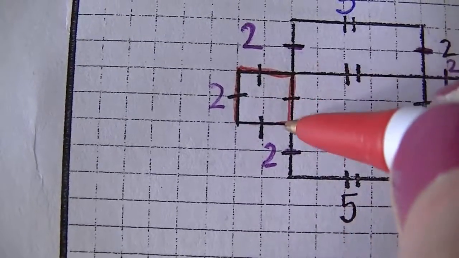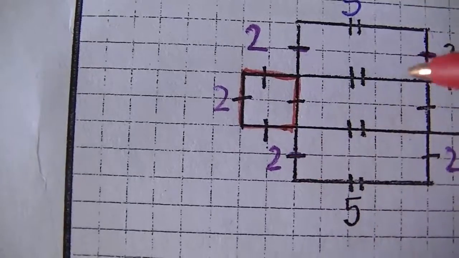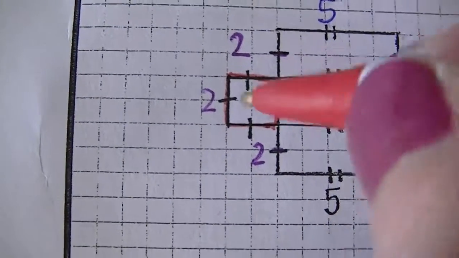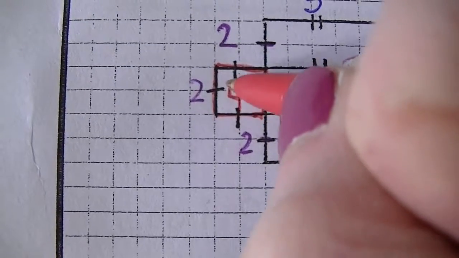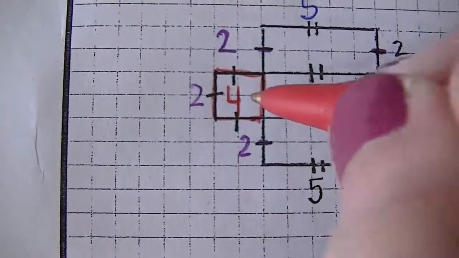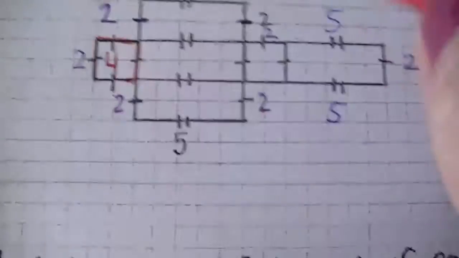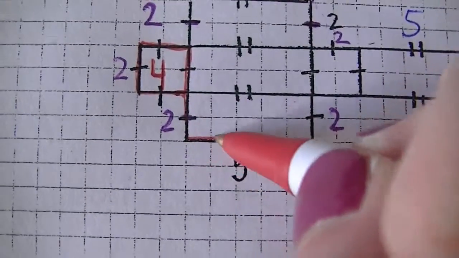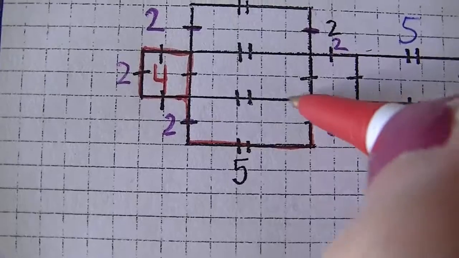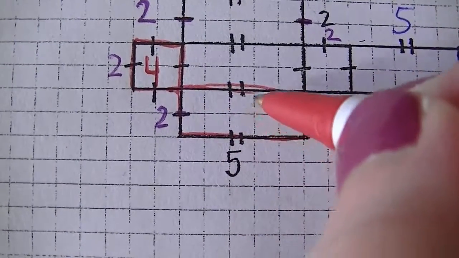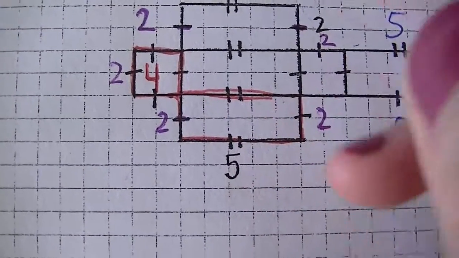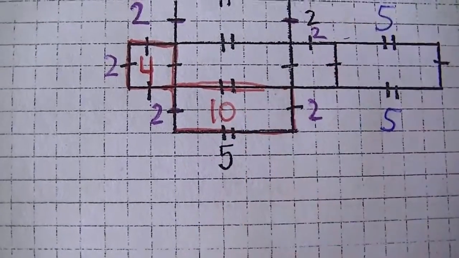and its area would be 2 times 2. Well, 2 times 2 is 4. So that's 4 centimeters squared. And I'm not going to label it centimeters squared simply because there's just not enough room. So this is 4 centimeters squared. Right here, this rectangle, its dimensions are 5 centimeters by 2 centimeters. So the area of this little section right here is 10 centimeters squared.